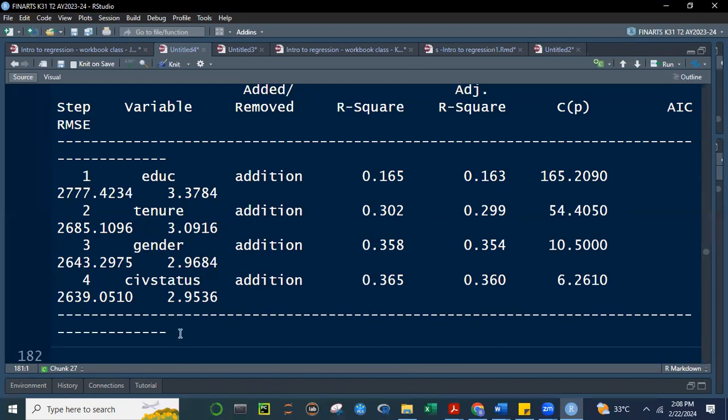And lastly, class, pinasok si civil status. Ano nangyari? R squared, umangat. Okay, adjusted R squared, umangat. Mallows CP, bumaba. Ramsey, ano nangyari kay Ramsey, bumaba din. Tapos si ano pala yan, AIC, no? AIC, tapos si Ramsey, bumaba.